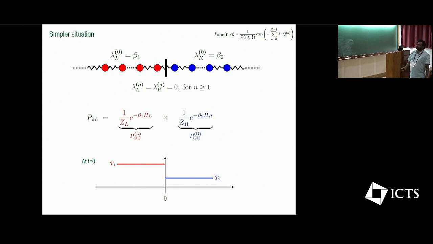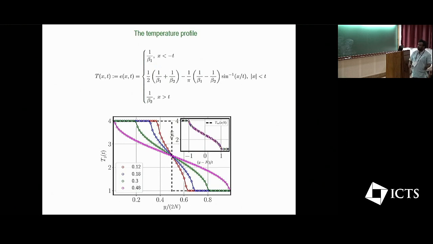Let us consider the simplest case, where these two parts are in Gibbs state, where only the temperature is different, and all other Lagrange multipliers corresponding to higher conserved quantities are all 0. In this case, you have a step temperature profile at t equal to 0, and it evolves. By solving the Wigner function, one can find this solution, and this is how they evolve.